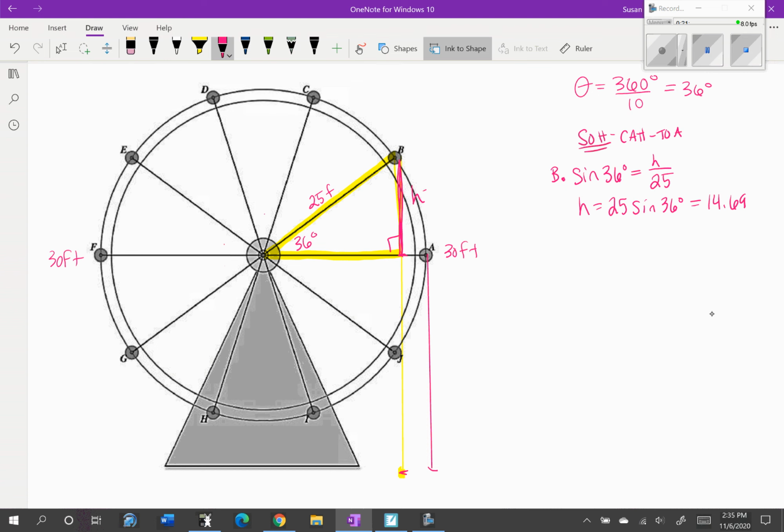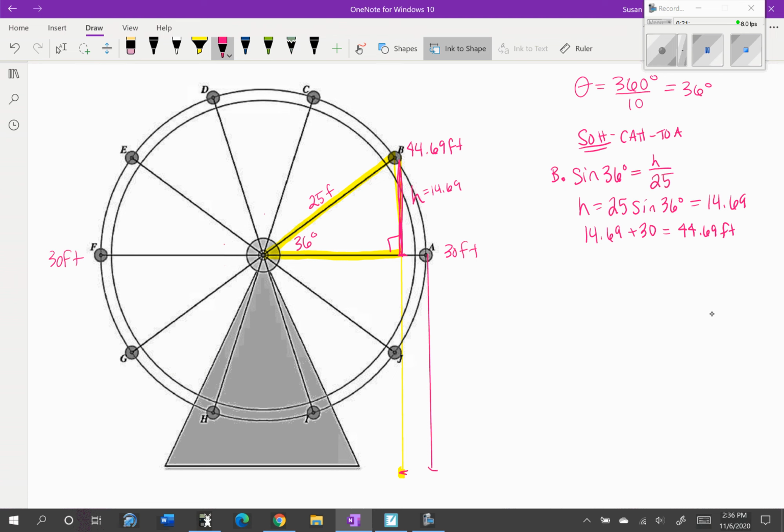So that is h. But remember, that is not the actual height off the ground. We have to add 30 to that. So 14.69 plus the 30 gives us a height of 44.69 feet. So B is 44.69 feet above the ground.